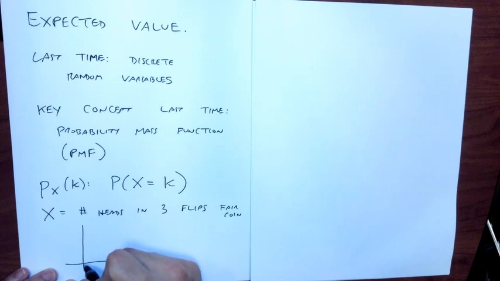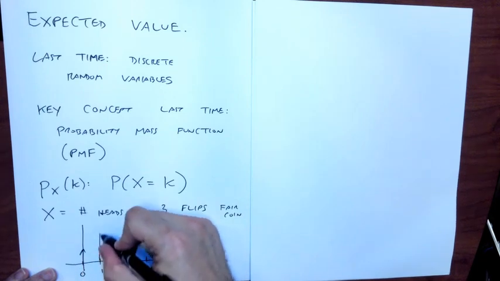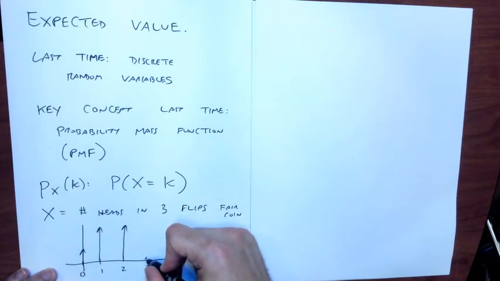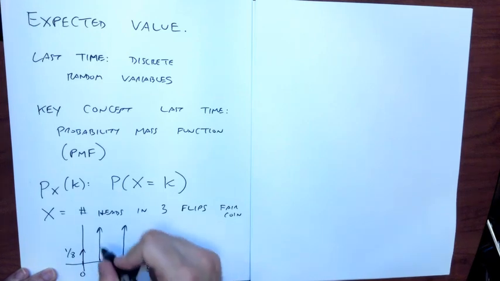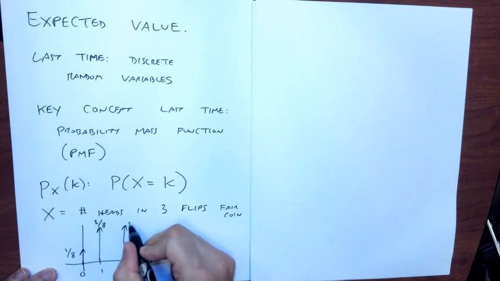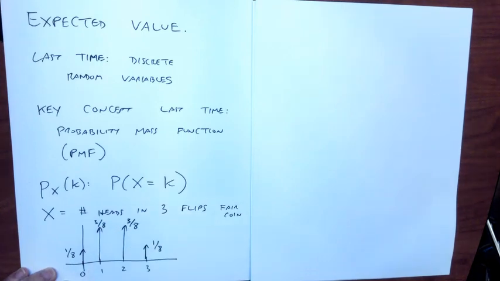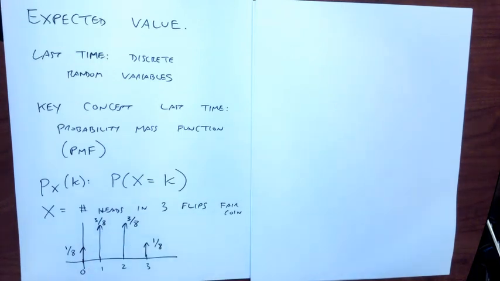So I have possible outcomes 0, 1, 2, 3, and the probability of each of these outcomes is 1/8 that I get 0 heads, 1/8 that I get 3 heads, and then it's 3/8 that I get 1 head, 3/8 that I get 2 heads, right? This is one example of a binomial distribution, right?